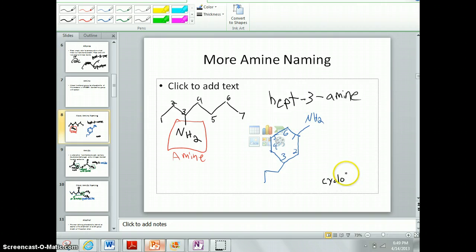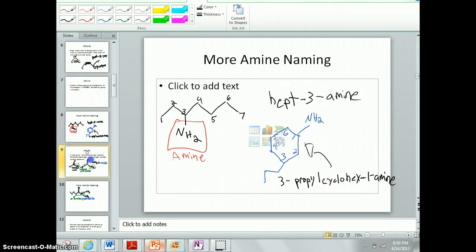And we have 6, so we're going to have hex again. And then we're going to put this, and this isn't really necessary, but I just like to, 1-amine. And it's understood that it's at the 1, since if you didn't have anything else, it's just understood. And now we're going to go to our constituent right here at number 3, and this is a 1, 2, 3. So we have the term propyl. So it'll be 3-propylcyclohexanamine, and that would be the name for this molecule right here.